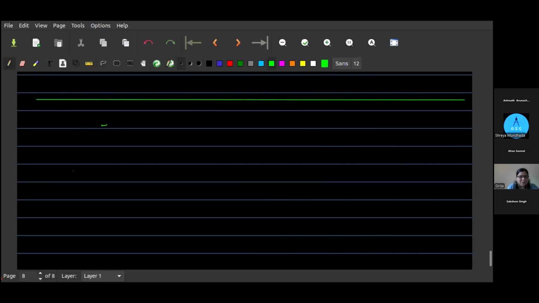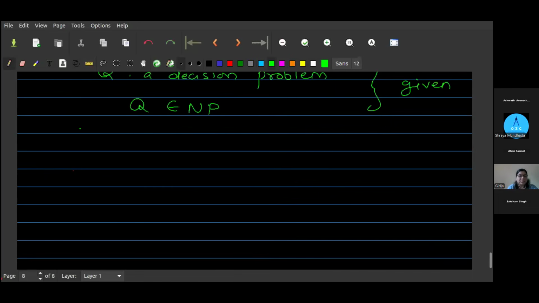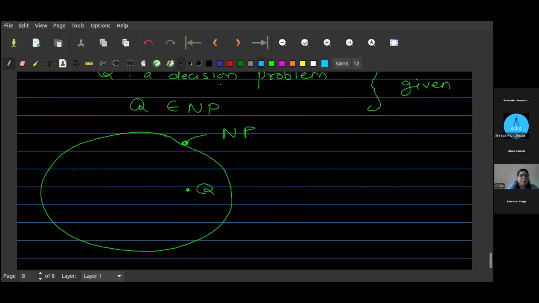So suppose there is a problem Q, a decision problem. In fact, I will also say that Q is in NP. This is given. So its verification can be done in polynomial time. Now let's imagine this picture: this is the NP class and there is this Q here. Now you pick any problem in NP, let's say T1. Suppose you somehow show that if I can solve Q, then I can solve T1 also. This is called reduction.